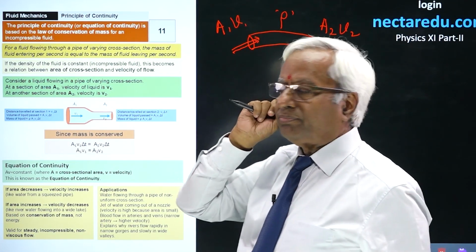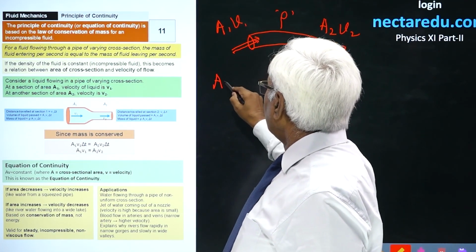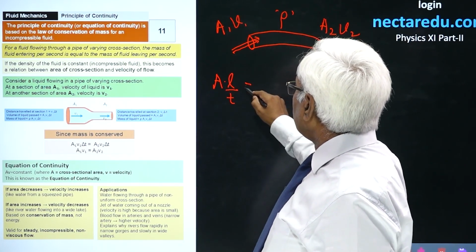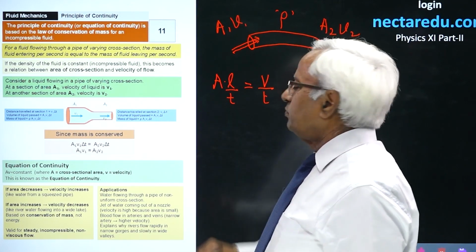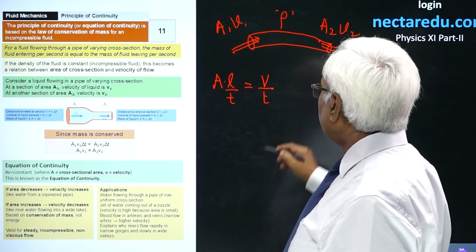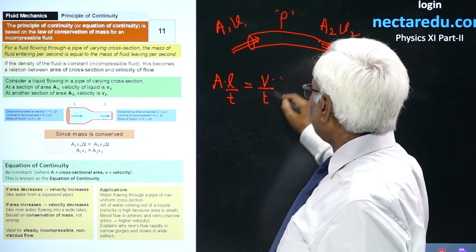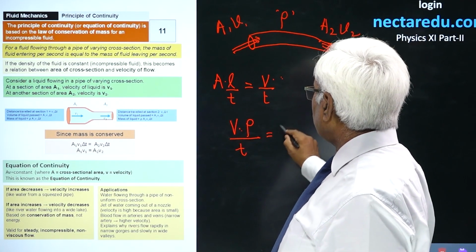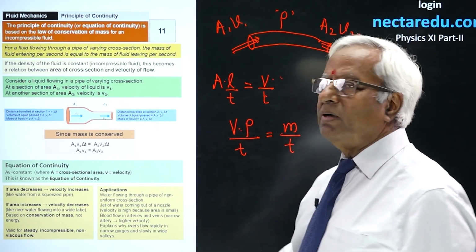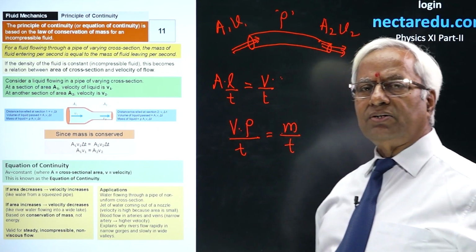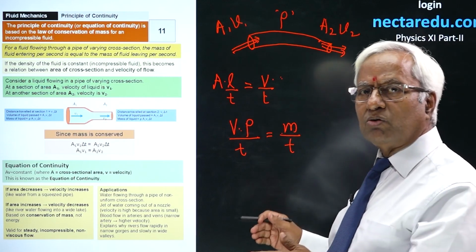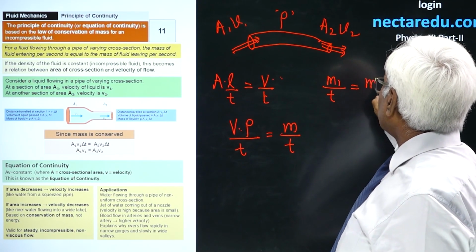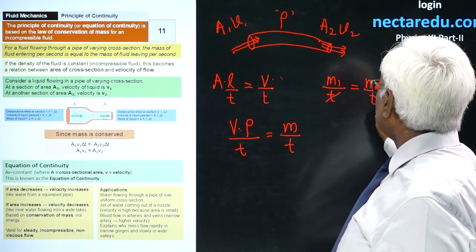the density D. You know, area into length is volume, and if you divide it by t, it becomes the rate of flow of volume. That's volume entering per second. If you multiply it by the density, you see, V into density upon time, this becomes the rate of flow of mass. Whatever the rate is entering, that will come out also. So you could say m1 upon t is equal to m2 upon t.